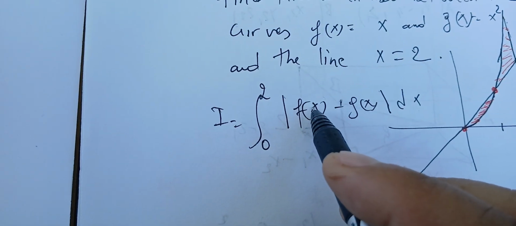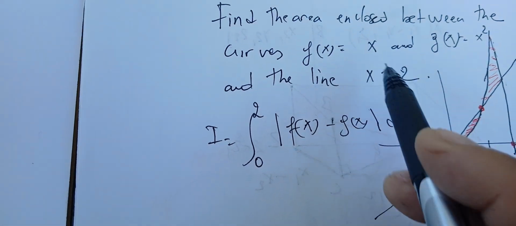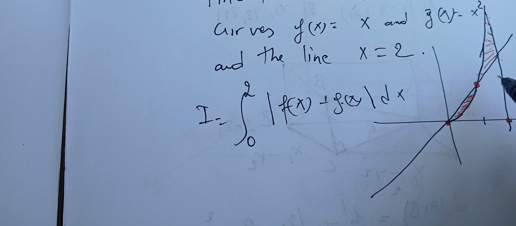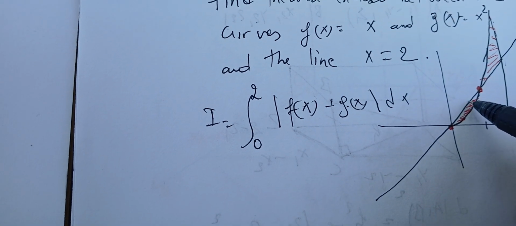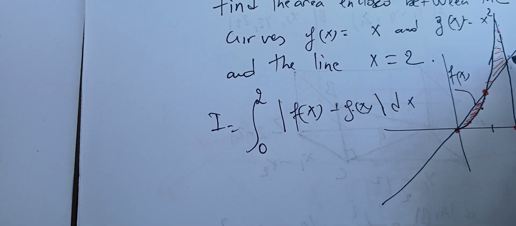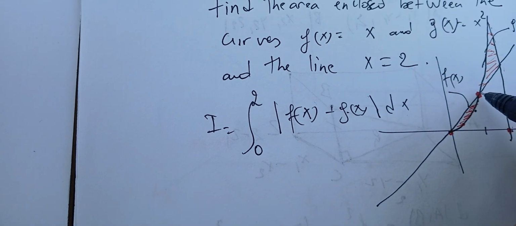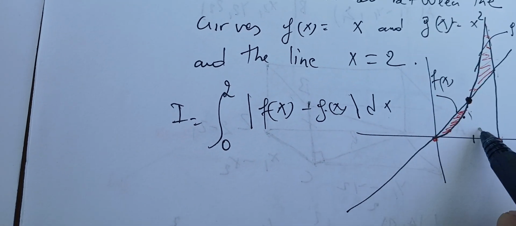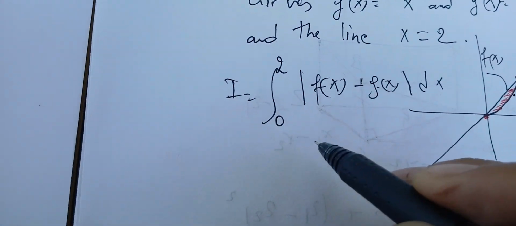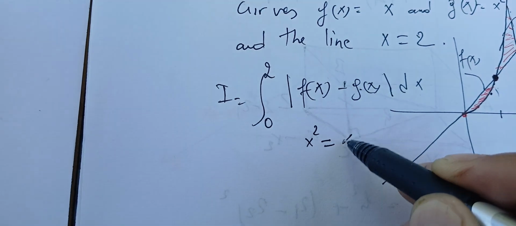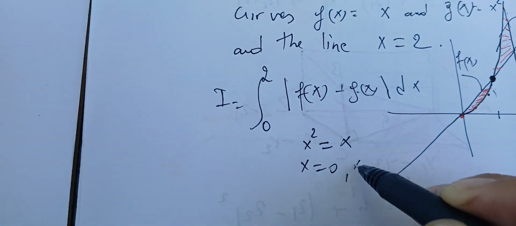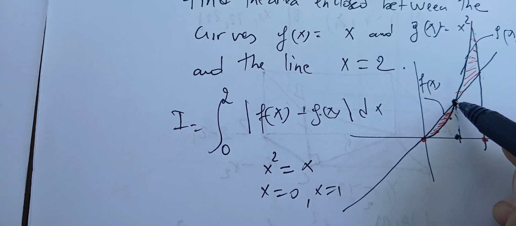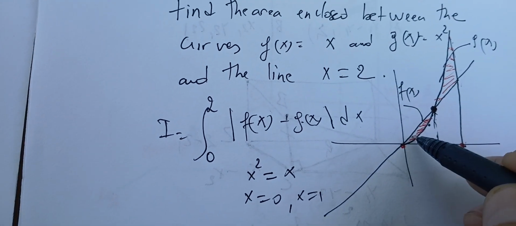So if we think of f, and in fact we have f of x is x and g of x is x squared. This is our f, and this is our g. Not here at this point, which we have to determine. This point is the solution for this equation: x squared is x. That means x is 0 or x is 1. So when x is equal to 1, we have a switch.